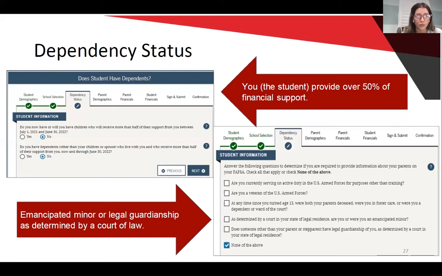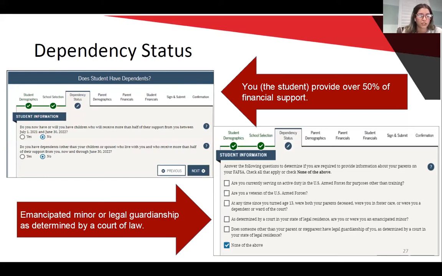You're answering no if you do not have any children. You're also answering no if your children are receiving less than half of their support from you, and if married, from your spouse. You will then be prompted to answer additional questions. These questions will determine whether or not your parent information will be needed to complete the application. So again, it depends on what you answer on those questions about having children or dependents.